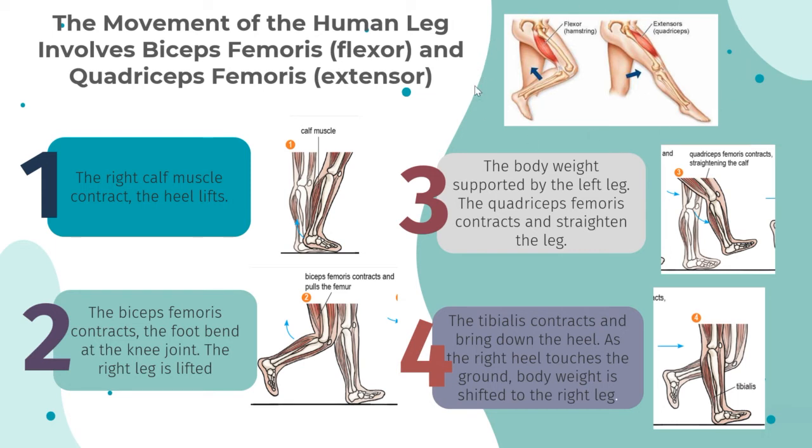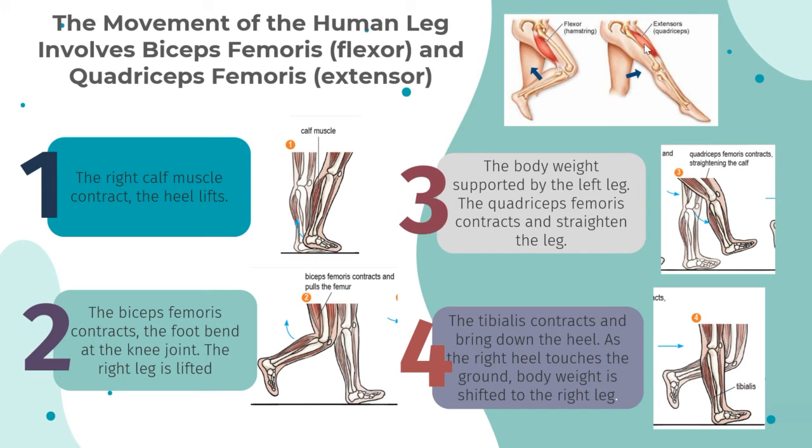So look at the diagram here. This is referred to as the flexor, the bicep femoris. In the leg, the bicep is at the behind, at the hind leg, whereas in the forearm the bicep is at the front. And the quadricep is at the front part here. The quadricep femoris will straighten the leg.